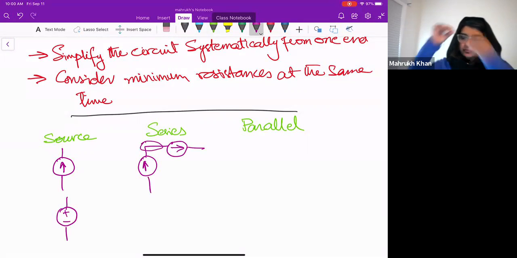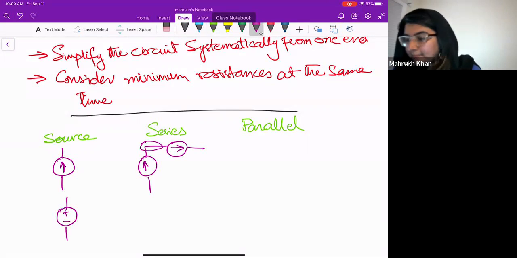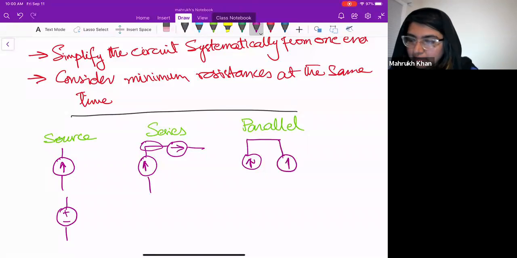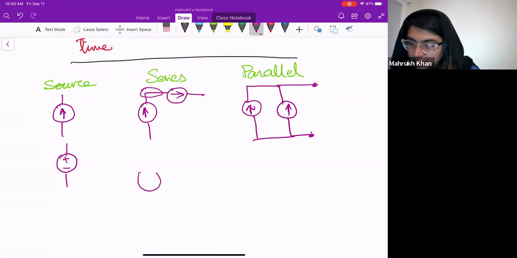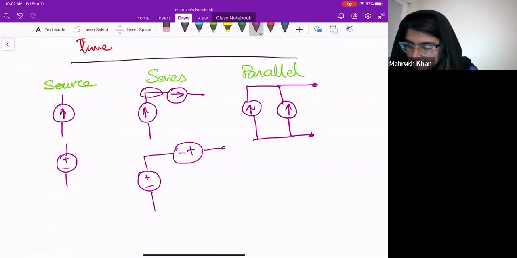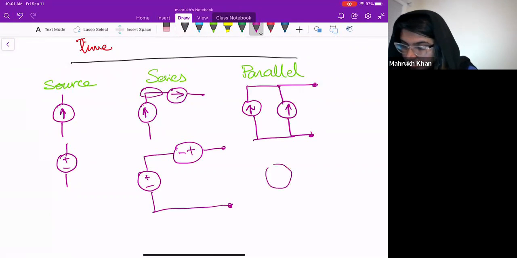But we have seen current sources in parallel. Similarly, if I talk about voltage sources, they can be in series. But can they be in parallel?